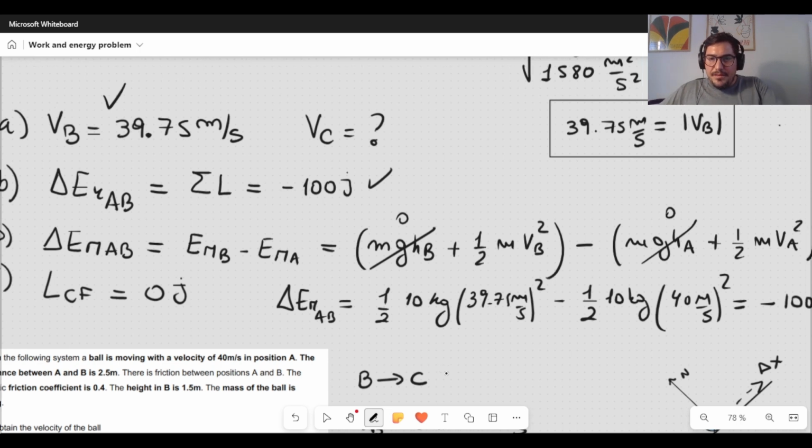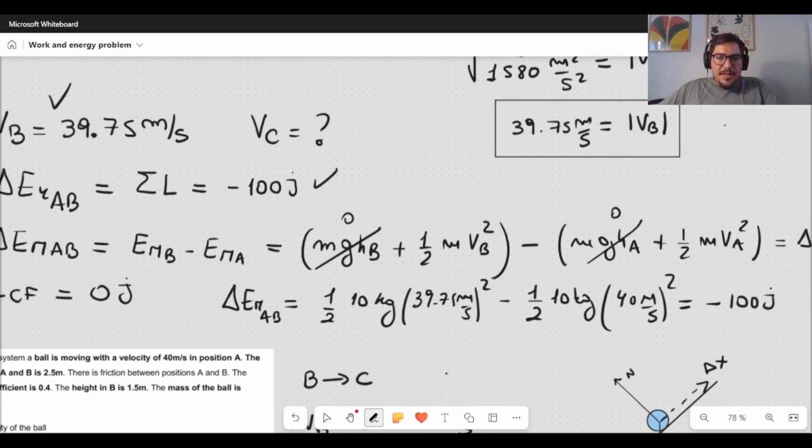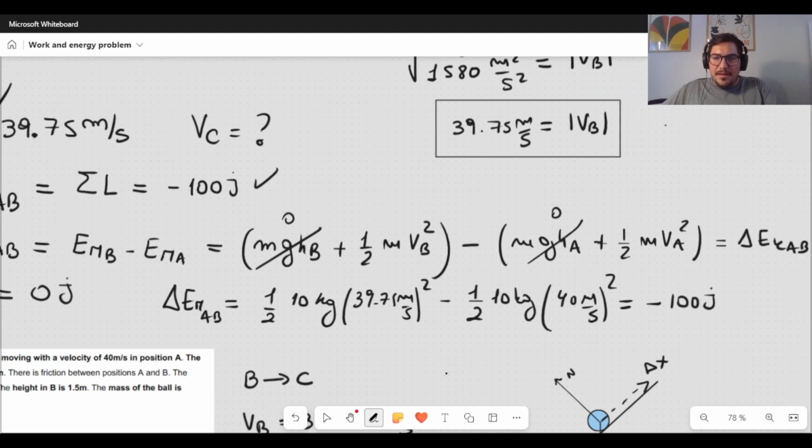Mechanical energy in B is the gravitational potential energy plus the kinetic energy in B, minus the potential energy in A plus the kinetic energy in A. But what happens with the heights? The heights are zero because the problem is horizontal. So in both positions, A and B, the gravitational potential energy is zero. So we have kinetic energy in B minus kinetic energy in A, and that's the change in the kinetic energy. And we know the value: minus 100 joules.